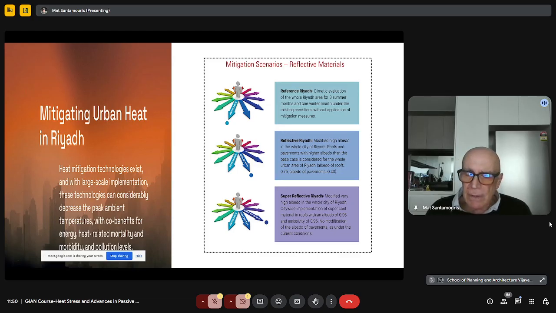So the ultimate goal is really to decrease the absorption of solar radiation, and this can be done by increasing the reflectance of the materials, and at the same time, to increase as much as possible the losses of the materials, and this can be done by increasing the emissivity of the materials.